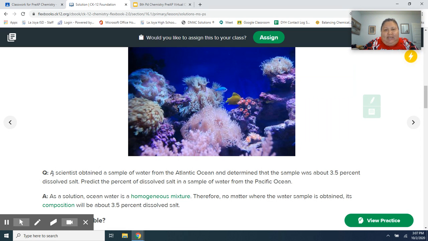No, it's not going to change, right? The world's oceans are all connected. It is one homogeneous mixture. So if I have 3.5 in the Atlantic, I'm going to have 3.5 in the Pacific. I'm also going to have 3.5 in the Gulf and any other ocean around the world. And that's just because it's a homogeneous mixture. The salt that's in this ocean water is the same all over the world.